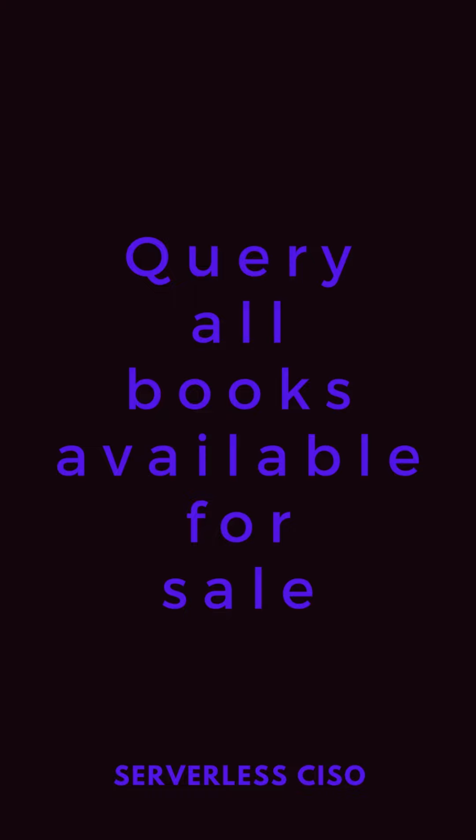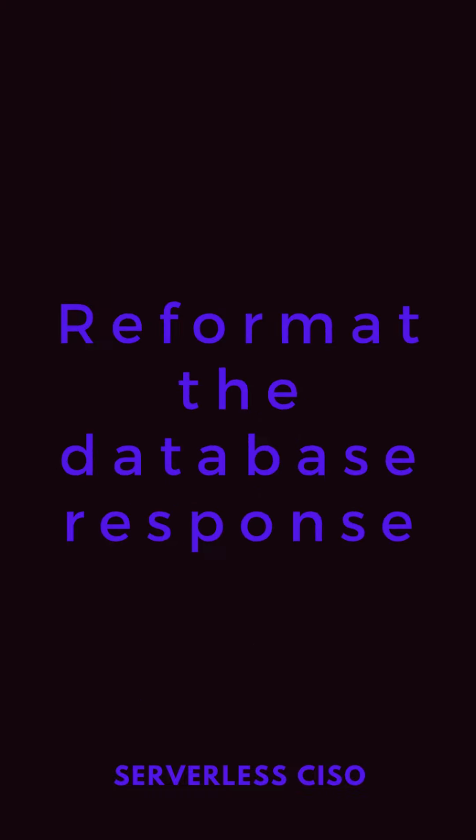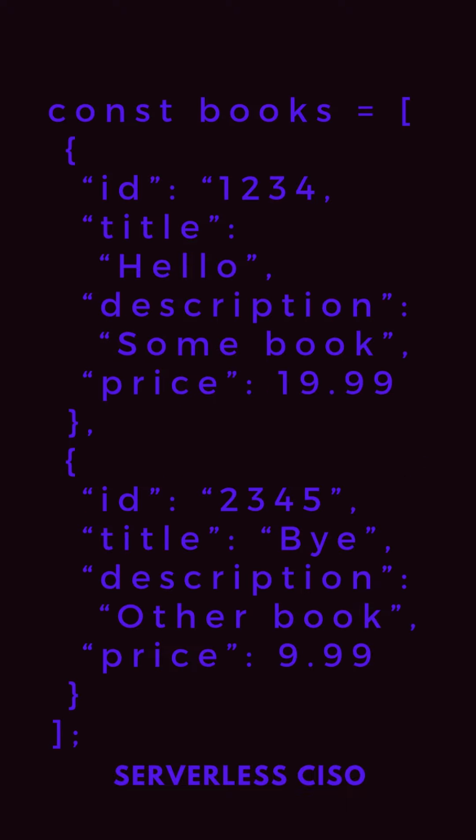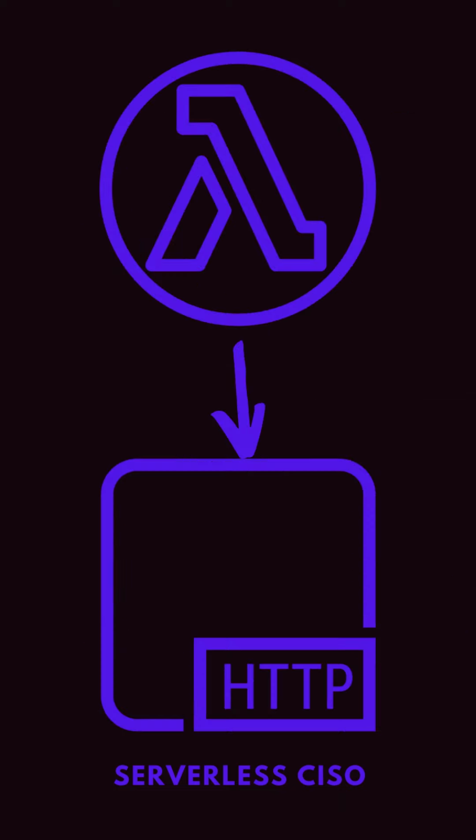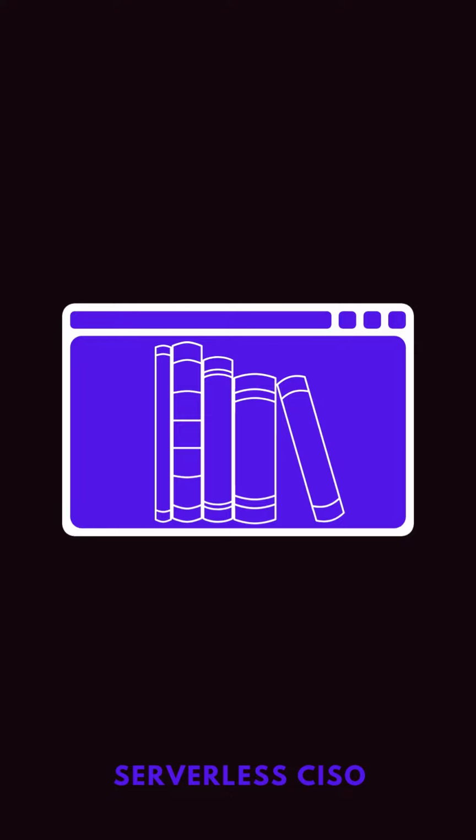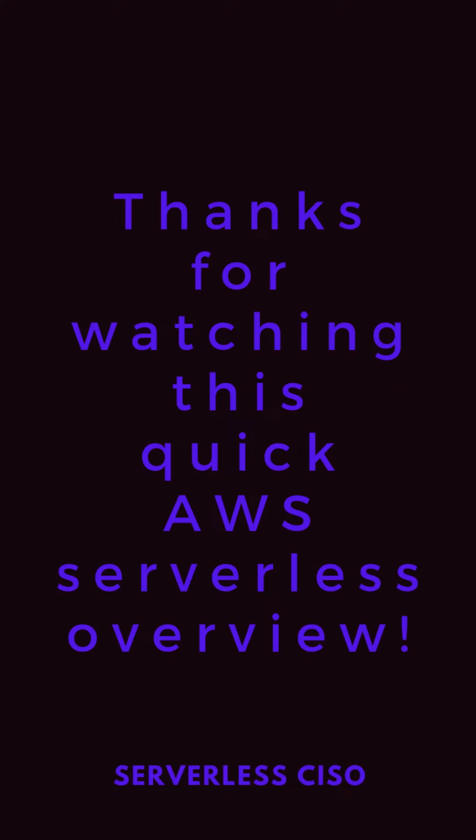books available for sale. It gets the database response, formats it into a format that the web application knows how to interpret. Let's say it's an array of objects with book title, book description, and price. The web application gets this JSON array and then displays this information on a table for the website user. This was a quick overview of how serverless works using AWS.